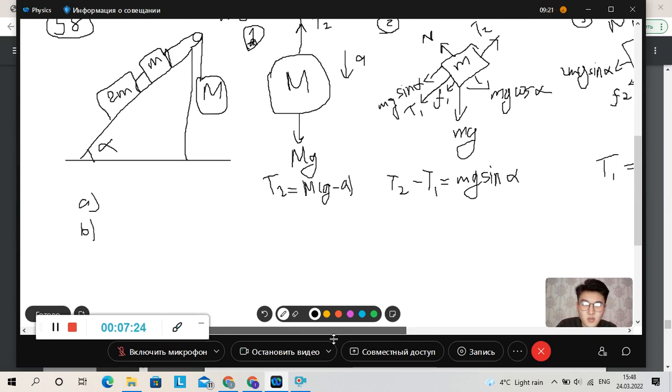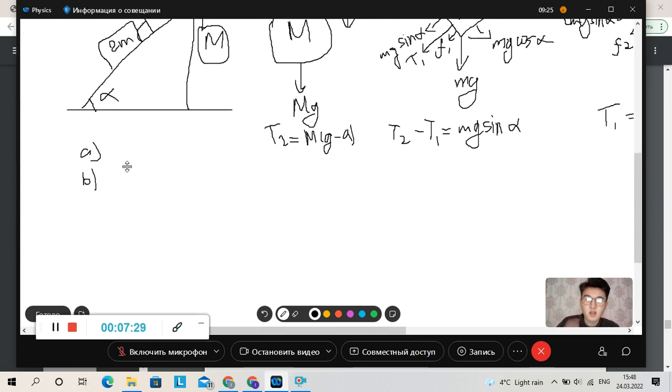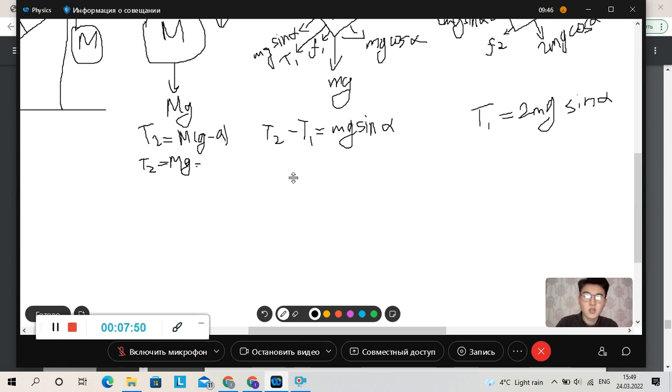Okay, these are the basic tensions, and then I need to find the big M. T2 is equal to Mg because we have no acceleration, and this also is equal to T1 plus mg sine alpha, and T1 is also equal to 2mg sine alpha, so this will be 3mg sine alpha, and the big M is equal to 3m sine alpha.